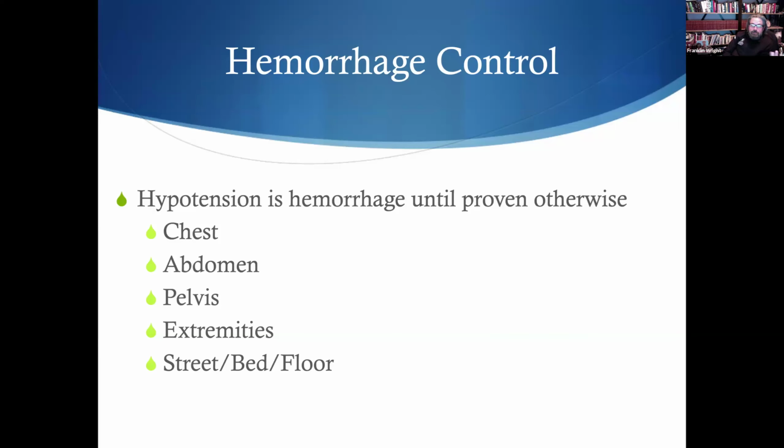These are the 5 places patients bleed. They bleed into their chest. We talked through a lot of that. They bleed into their abdomen. They bleed into their pelvis or retroperitoneum. They bleed out of their extremities or into their extremities, and they bleed on, people call it different things, street, bed, floor, right? So that's that external blood loss.